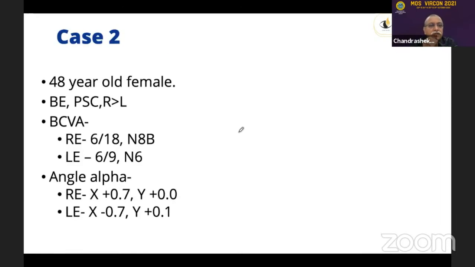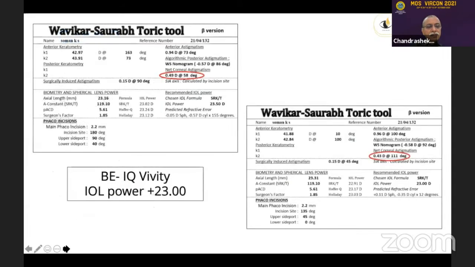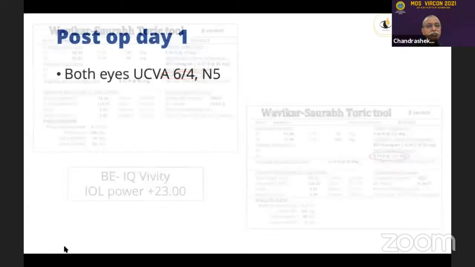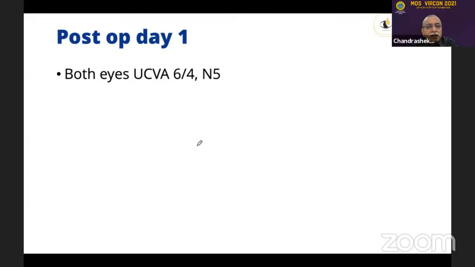Then another case, a 48-year-old female, both eyes PSC, with the angle alpha very atypical, that is 0.7, which is, you don't get such a high angle alpha. We validated the result and went ahead with the plain toric IOL, and the patient was extremely satisfied, uncorrected visual acuity of 6/4 and N5. What we have seen in younger patients, the results are even better.